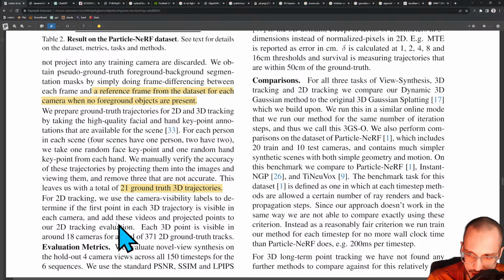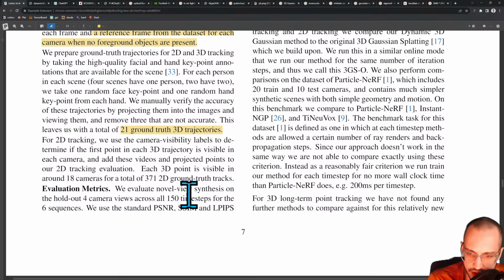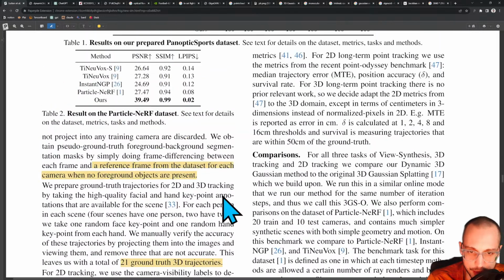We use camera visibility labels to determine if the first point in each 3D trajectory is visible and add these videos to projected points. Each 3D point is visible in around 18 cameras for a total of 371 2D ground truth tracks. They're going to evaluate it on a couple different metrics here.